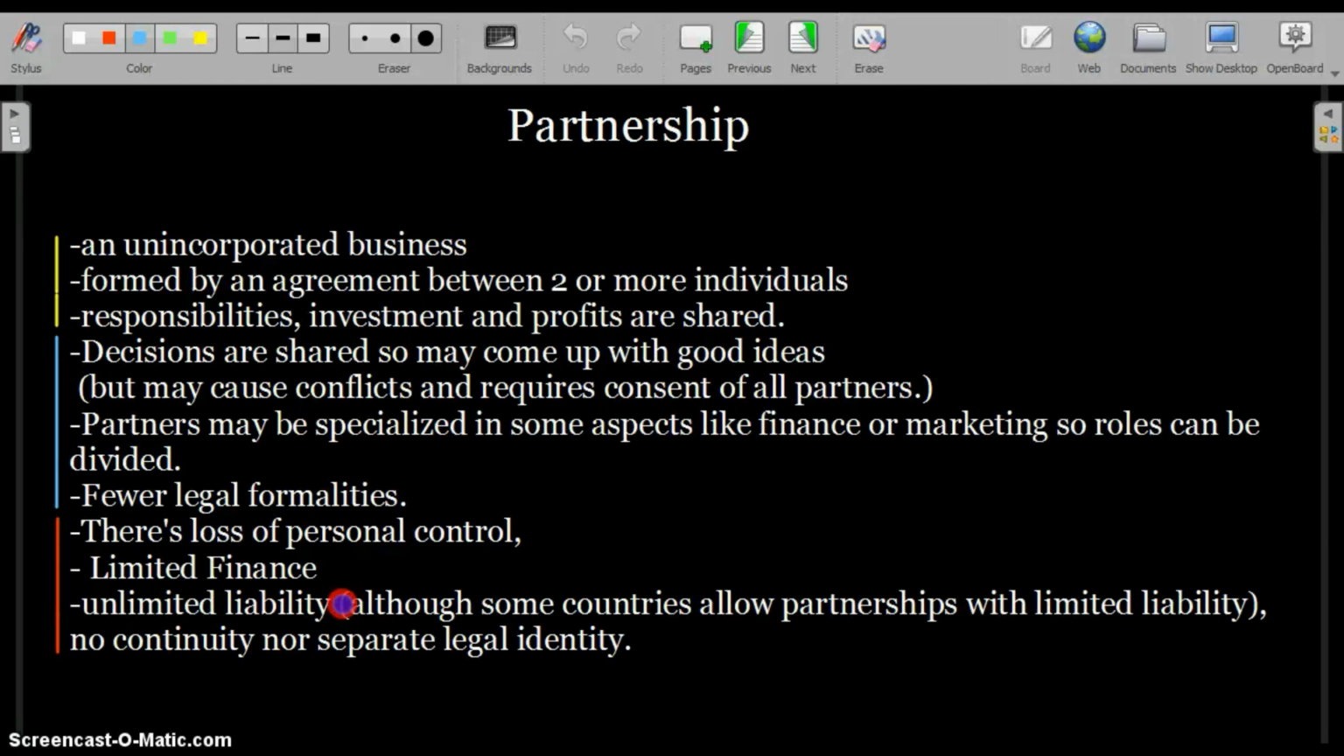And the basic drawback, again the same as for sole traders, is that it's an unincorporated business, so partnerships also have unlimited liability and no continuity nor separate legal identity. Now, it's not always that they have unlimited liability. Some countries allow partnerships with limited liability as well, but generally, since it's an unincorporated business, we say that it has unlimited liability. So that's about it.